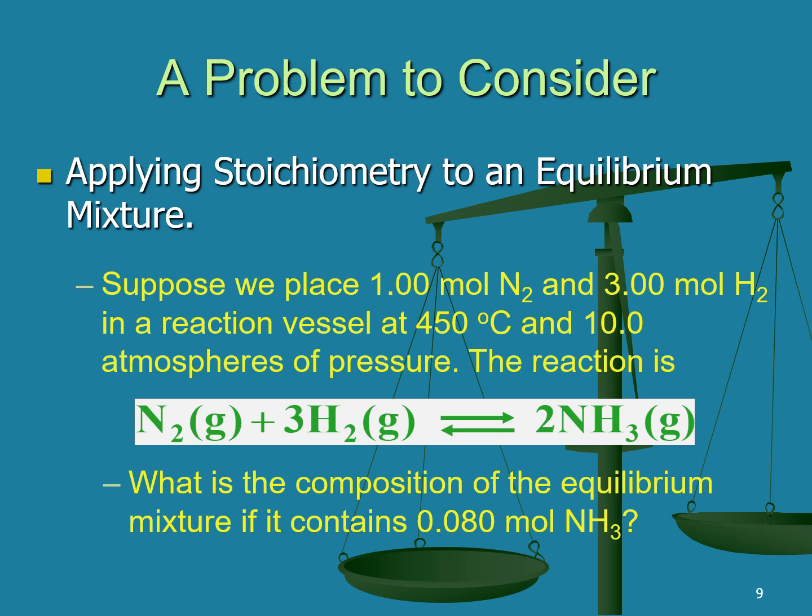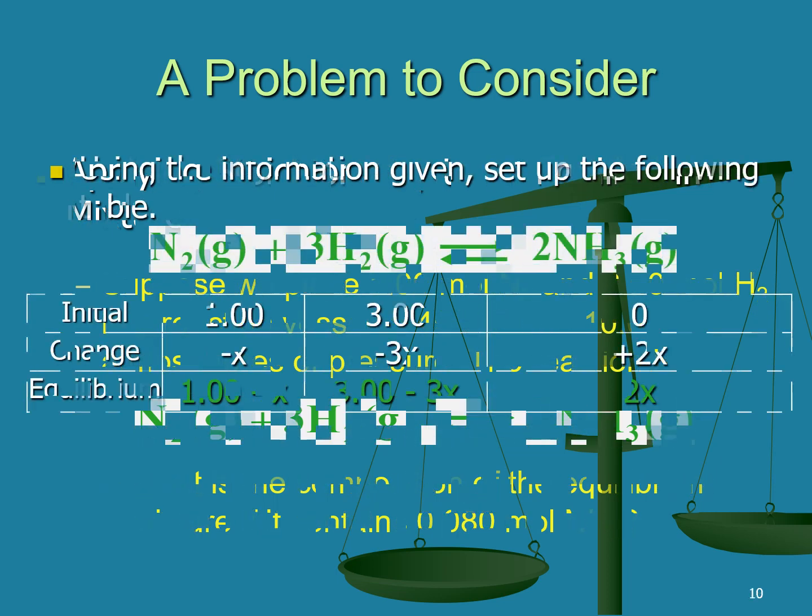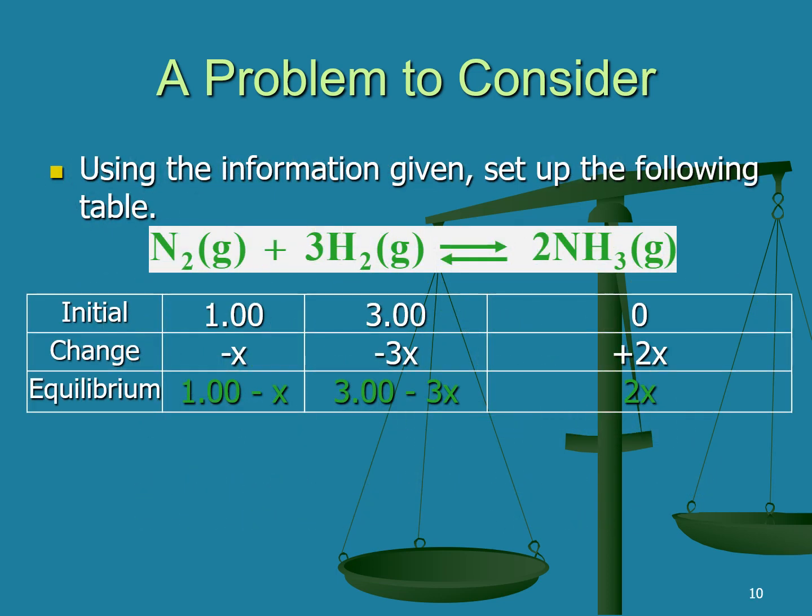So to do that, we're going to set up a little chart. I like to call this the ICE chart because it stands for initial, change, equilibrium, and so an ICE chart. And so what we're going to do is kind of follow the concentrations throughout the reaction. So the question told me that I have 1 mole of nitrogen and I have 3 moles of hydrogen. And at the very beginning, before the reaction takes place, I don't have any ammonia because the reaction hasn't taken place. So I put a 0 in there.